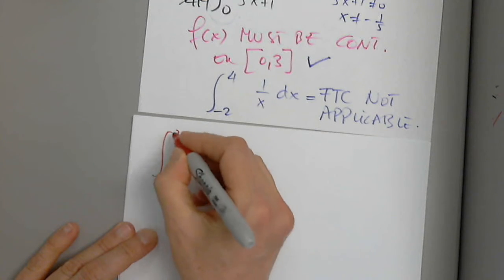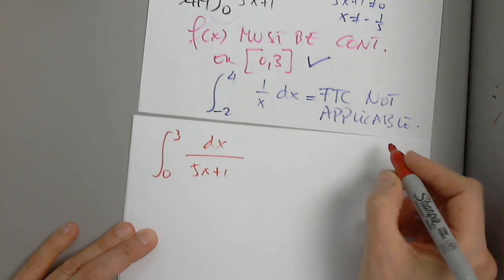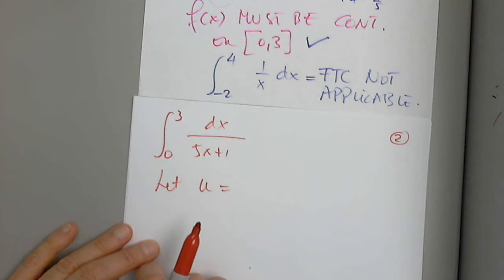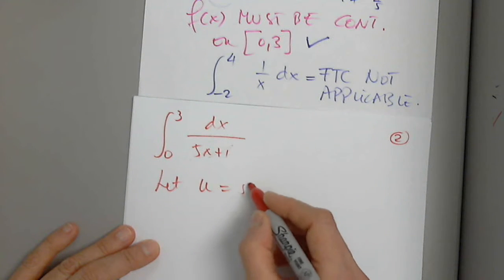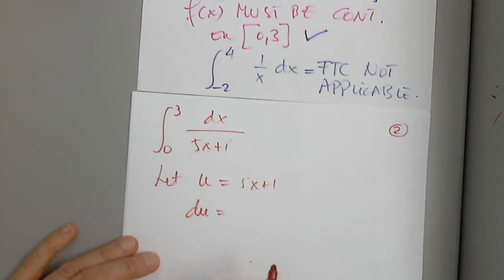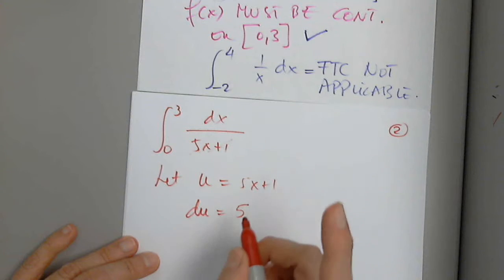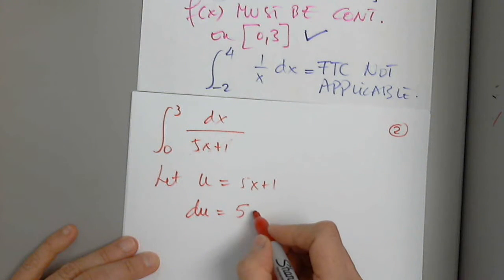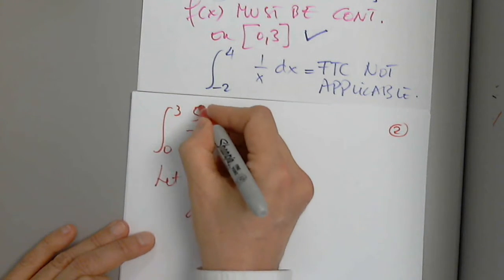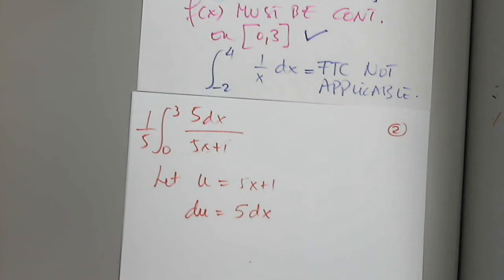So this integral is from 0 to 3 of dx over 5x plus 1. I'm going to say let u be 5x plus 1. So how much is du? 5 dx. Awesome. Do I have 5 dx in the problem? No, but it's a piece of cake to make that up. I don't have the 5, but I can always multiply and divide by 5.